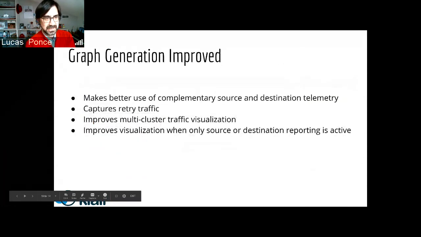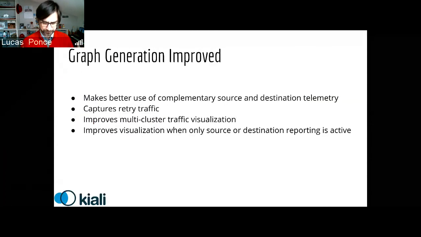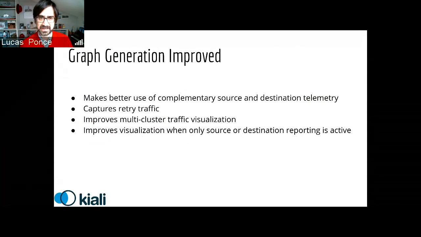Okay, the graph generation has been improved. As you know, Kiali uses a set of signals: all the Istio telemetry, Kubernetes information about the workloads and services, and also tracing signals to correlate that information. In the Istio telemetry, we have two concepts: the telemetry collected by the source, by the client, and the telemetry reported by the server, by the destination. Kiali uses some algorithms to complement both kinds of telemetry, right?